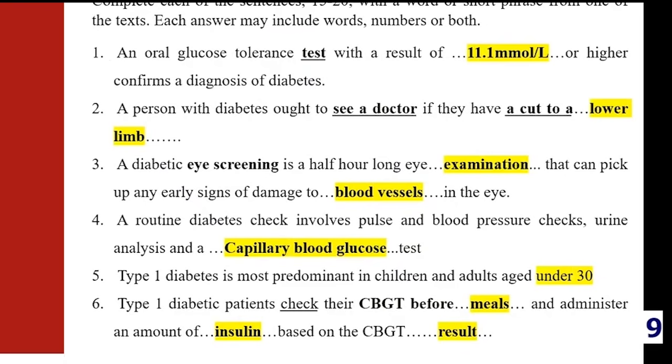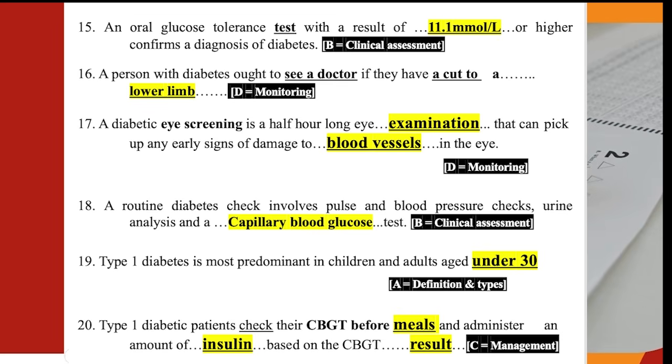All these numbers, you wanted a number: tolerance test, and the number is here. And which limb: lower limb. The eye screening is a half hour long eye examination. And early signs of damage to, definitely an organ, no? It should be an organ, something like blood vessel.